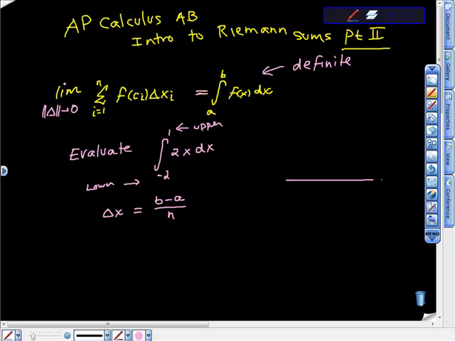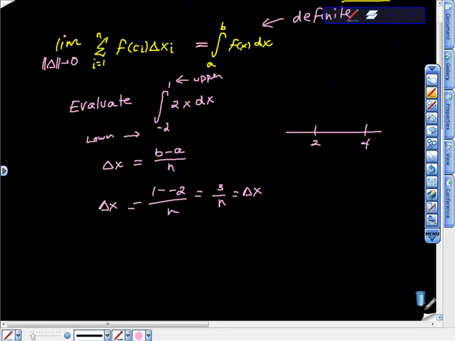If you have a line and you want to know how long your line is, how would you find the length of this line? You take this number minus this one, wouldn't you? And that's all we're doing here. So let's find this. B is 1 minus, and a is -2, all over n. So we know that our change of x is equal to this, and 1 minus -2 is 3, so 3 over n is equal to our change in x. All right? So I think that makes really good sense.